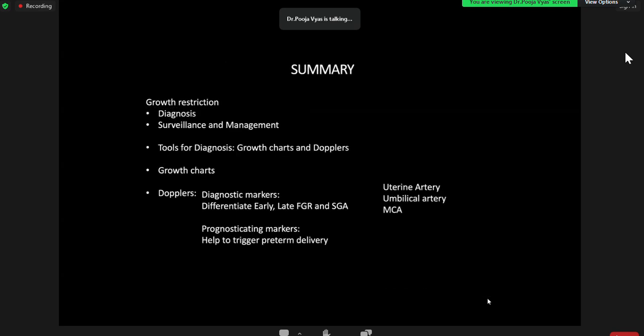So, I would like to summarize my talk saying we have to diagnose growth restriction, do a proper growth scan, then we have to do good Dopplers, we have to do surveillance, and we can use growth charts to see how much the fetus has grown over a period of time. Now, moving on to Dopplers, diagnostic Dopplers, which help to differentiate between early onset, late onset, and SGA. They are the uterine artery, umbilical artery, and the MCA. And the prognosticating markers, they generally help to trigger preterm delivery.